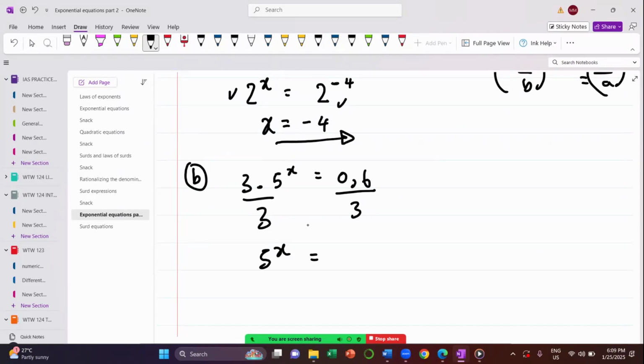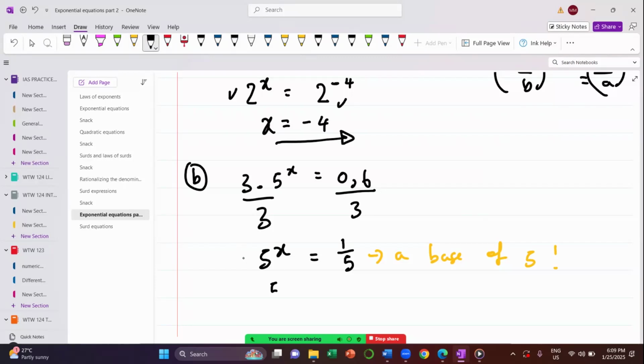1 over 5. It's what? 1 over 5, right? And then check now. I must find a way now to equate the exponents, right? But now I have 1 over 5 on the right hand side. So I must express this as a what? A base of 5, right?